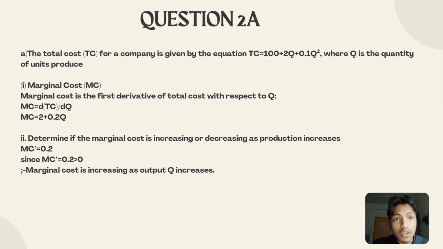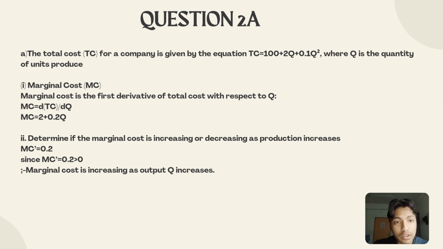For question 2a, we are given the total cost function TC equals 100 plus 2q plus 0.1q squared, where q represents the quantity of units produced. First, we calculate the marginal cost. Marginal cost is defined as the first derivative of total cost with respect to output q. By differentiating the total cost function, we obtain MC equals 2 plus 0.2q.